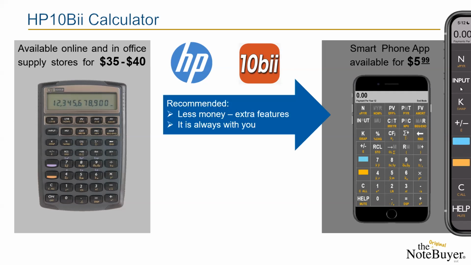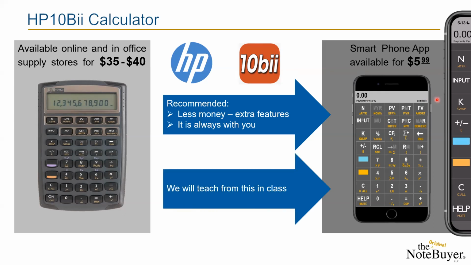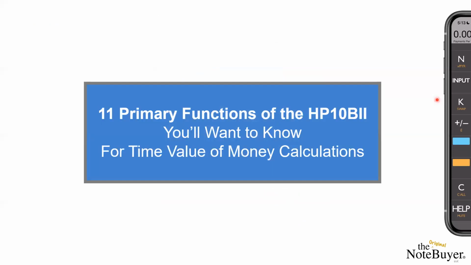But what you really, really want, this is what we recommend, is the smartphone app. And just go to your app store and look for the orange icon there. And it's only about $5.99 or so. And it will really, really be good for you. The smartphone app is so much easier to use than the handheld. And one of the reasons I like it is because it tells you what is in the register, okay? So this is what we're going to be teaching from in class.